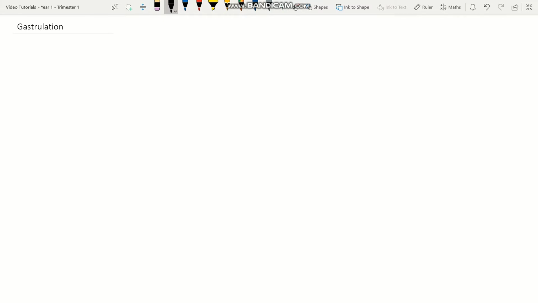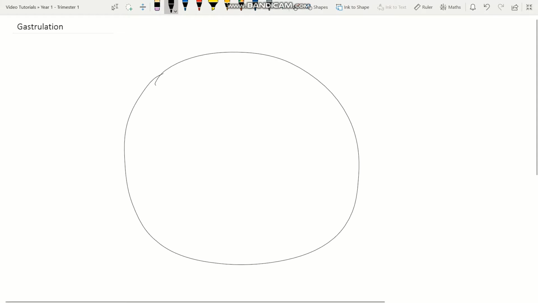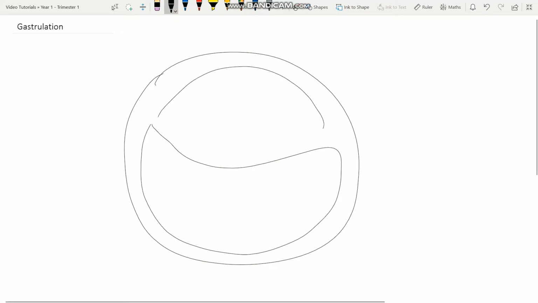Gastrulation first starts with the process of a bilaminar disc being present. So if we roughly draw the embryo here, we firstly have a two-layered disc. Now this two-layered disc consists of two main layers. The first layer is the epiblast, and the second is the hypoblast.